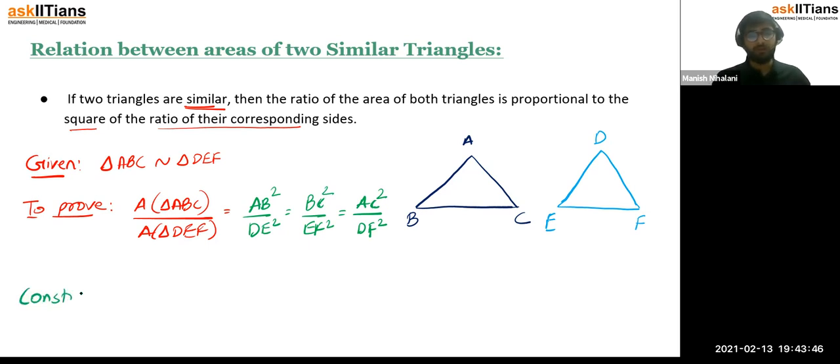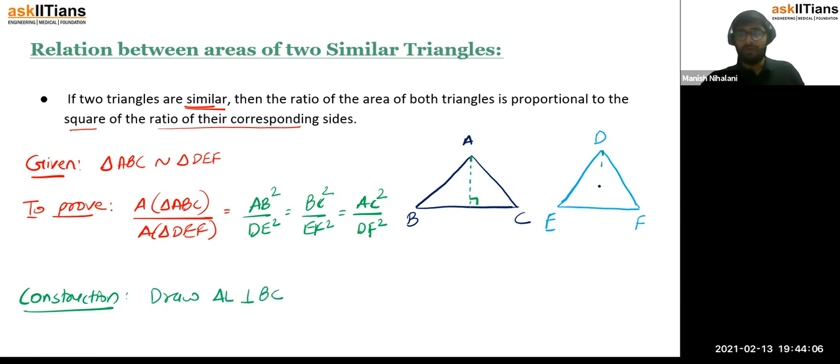We would say, first make a construction. What construction will we make? Draw a line AL which is perpendicular to BC. We are also drawing DM which is also perpendicular to EF. Don't think DM is a direct message. That is not your DM here. DM is just a line segment, right? Clear? So now let's start with the proof.